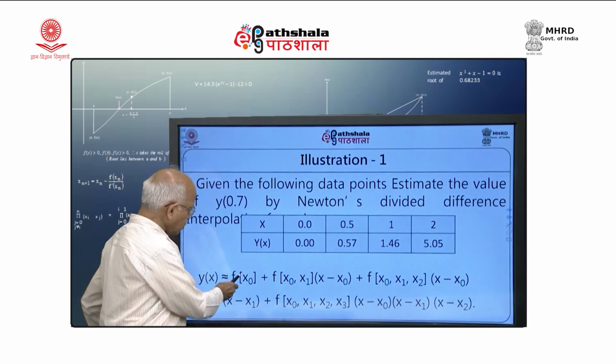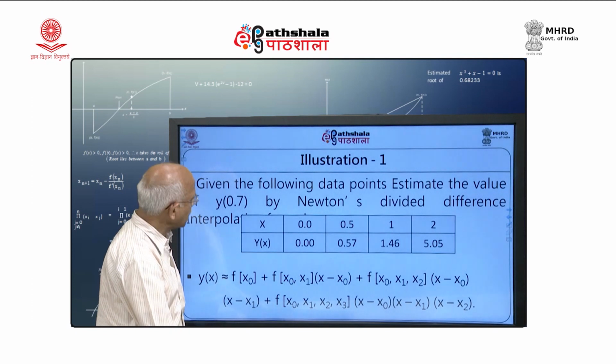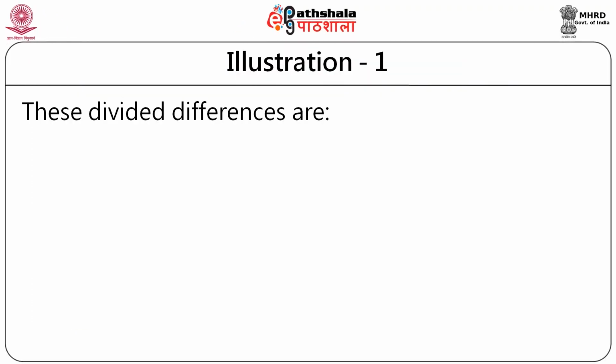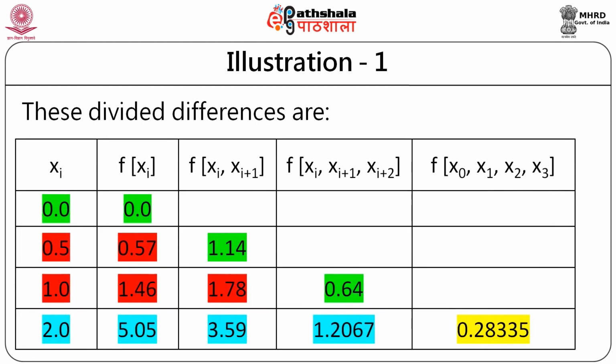Now, we have to first evaluate these divided differences, and for that I am going to consider them in the following table. We have seen already that divided differences can be obtained in tabular form, and this is what I am doing now. So, these are the nodes x_i: 0.0, 0.5, 1.0, 2.0. f[x_i], the zeroth divided difference, is just the values of the y_i's. So, the corresponding values of y_i are 0, 0.57, 1.46 and 5.05. The first divided difference we are taking now.